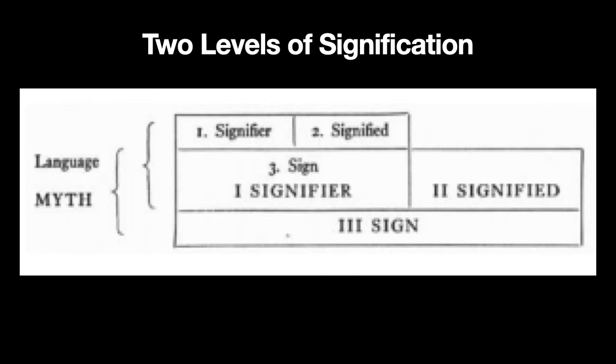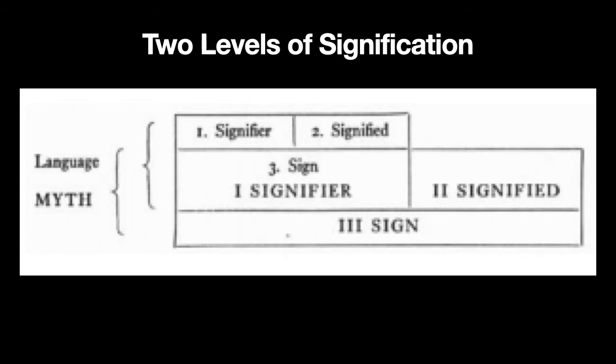But at the second order, a sign that has already been constituted by the combination of a signifier and a signified in the first order becomes a signifier to be used again. And when it is combined with another signified, a larger signified, a cultural concept or idea or ideology, then it forms another sign, and this final sign in the second order is called myth. This is how myths are produced through this process of two levels of signification.